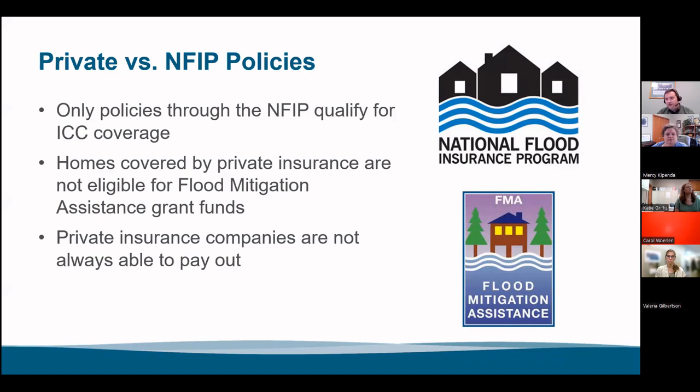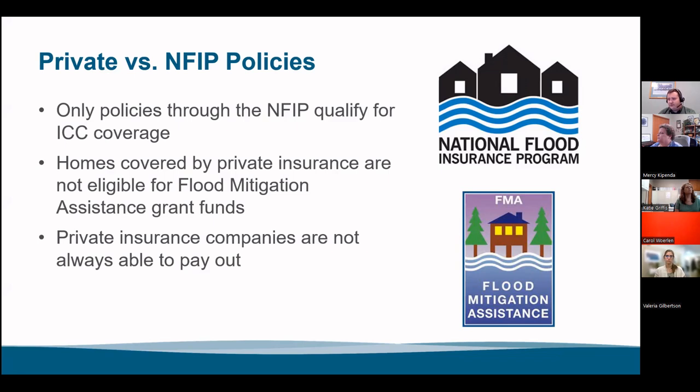It's an automatic rider with any NFIP policy, so that if a home that is currently not meeting local floodplain ordinances is substantially damaged by a flood, as part of your claim, you can ask for increased cost of compliance coverage to help bring that structure into compliance. It's an additional $30,000 on top of whatever your claim is. That is not coverage that is provided by a private insurance company.